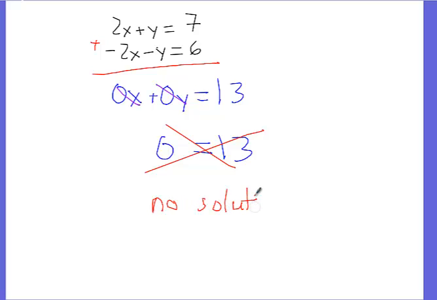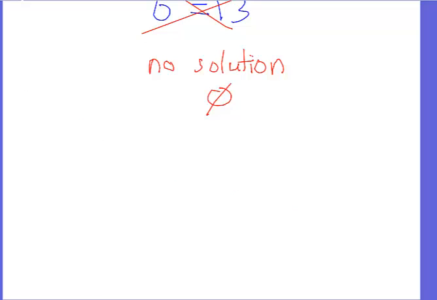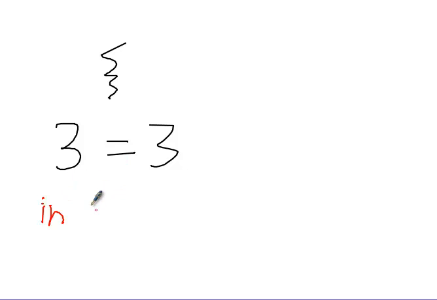Again, if you do all your work, and I know I said this in the last video, but I just want to reiterate it, if you do all your work and you get something that says 3 equals 3, just like how we got 0 equals 13, but it says 3 equals 3, of course, that is always true. So that is infinite solutions.